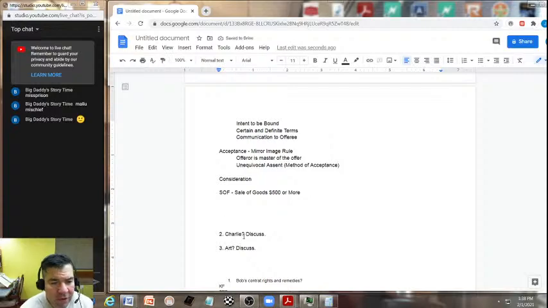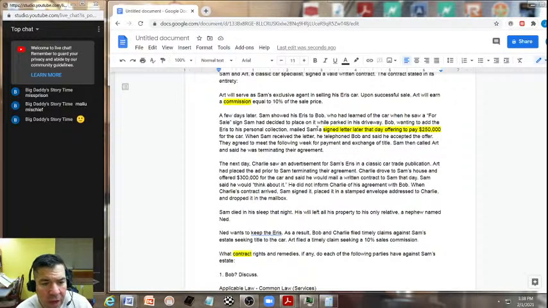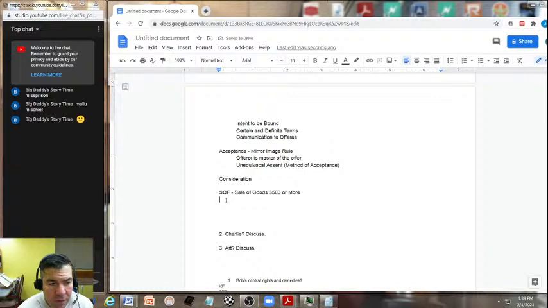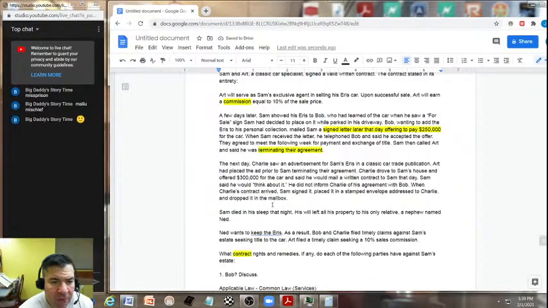We've got to ask ourselves here, up here under this paragraph, can Sam just call back and terminate the offer? Well, he called Art and said he was terminating their agreement. So at this point, that would be considered a revocation. Is the offer irrevocable? Let's see here. It's not an option. See, we're running through it. We don't have an option contract. It's not a unilateral contract once performance has begun.